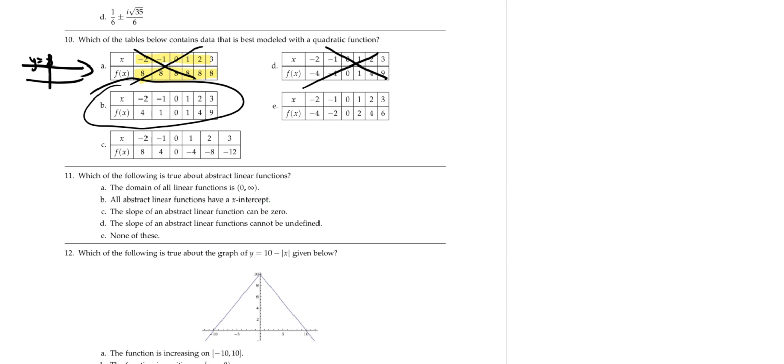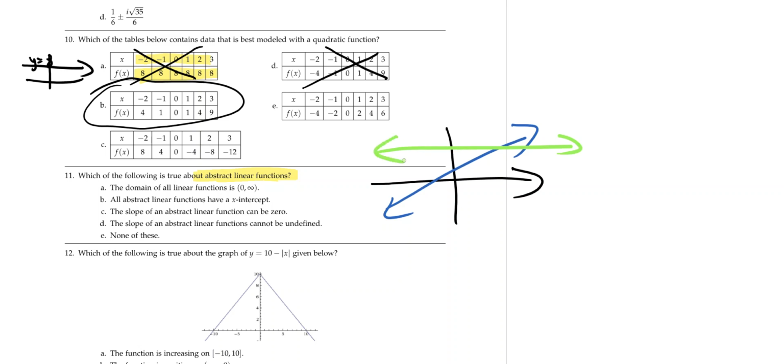Okay, which of the following is true about abstract linear functions? So abstract means that the input doesn't have a meaning, like it doesn't represent time or dollars or products. So the graph of an abstract linear function is going to be a line, and remember, a line can be like this with positive slope, or it could be like this, we just saw one, or it could be with negative slope like that, right? This is a linear function. There is no other one. So let's look at these and see if these are true.